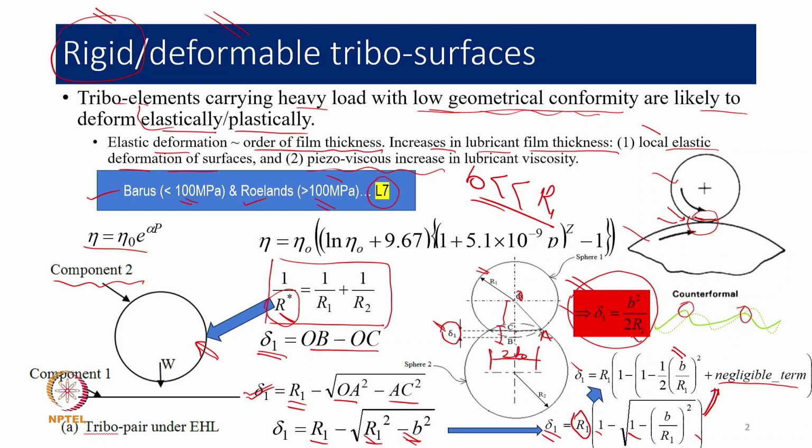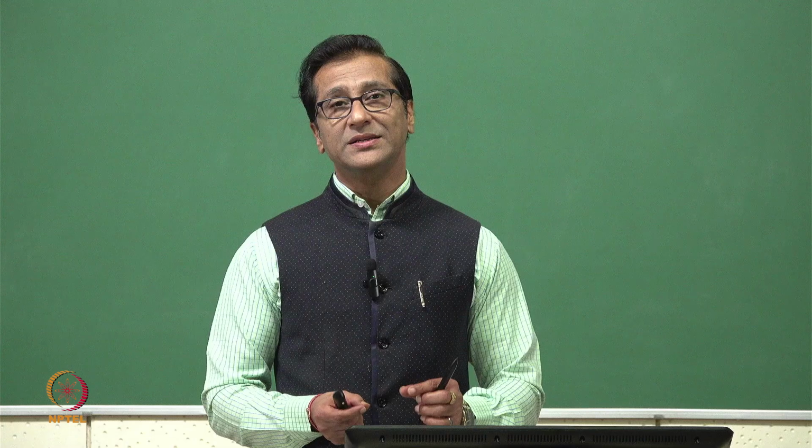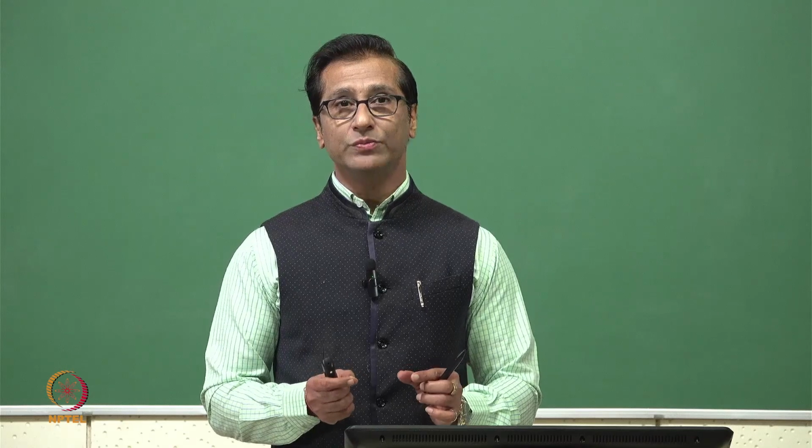The question comes, R1 I know, but from where will the b come? So we are going to derive those expressions. Now this whole process is called Hertzian contact. Whatever we are calculating as 2b, it is the Hertzian contact width, that's 2b.